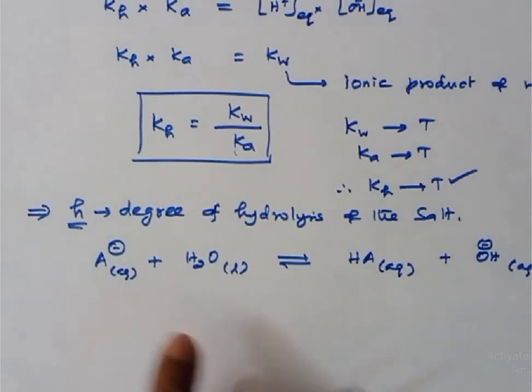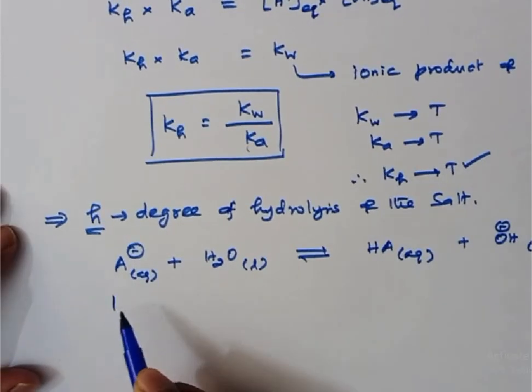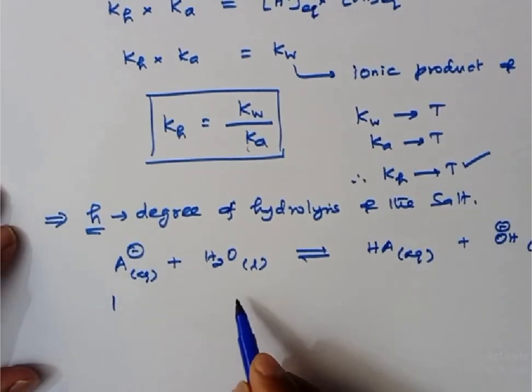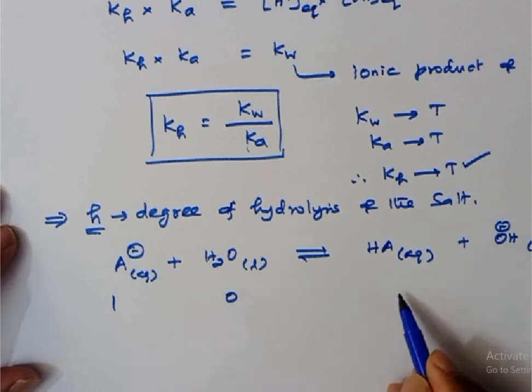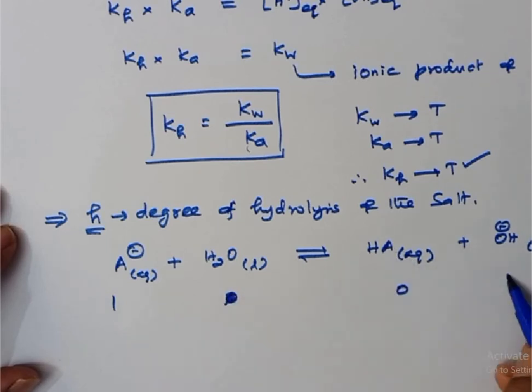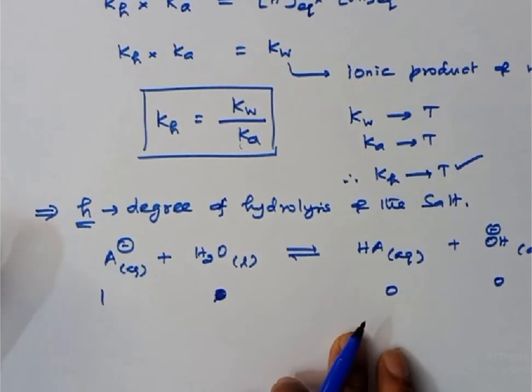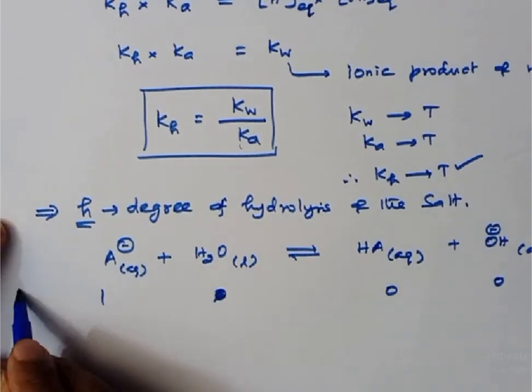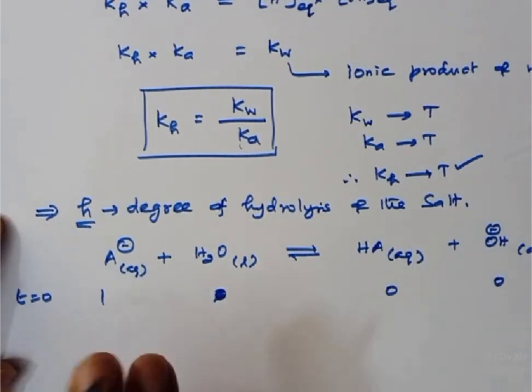So we have 1 mole of A minus ion initially. At the initial stage, water remains the same, there is no acid, there is no OH minus at the beginning, or at time 0. At time 0 means hydrolysis does not occur.